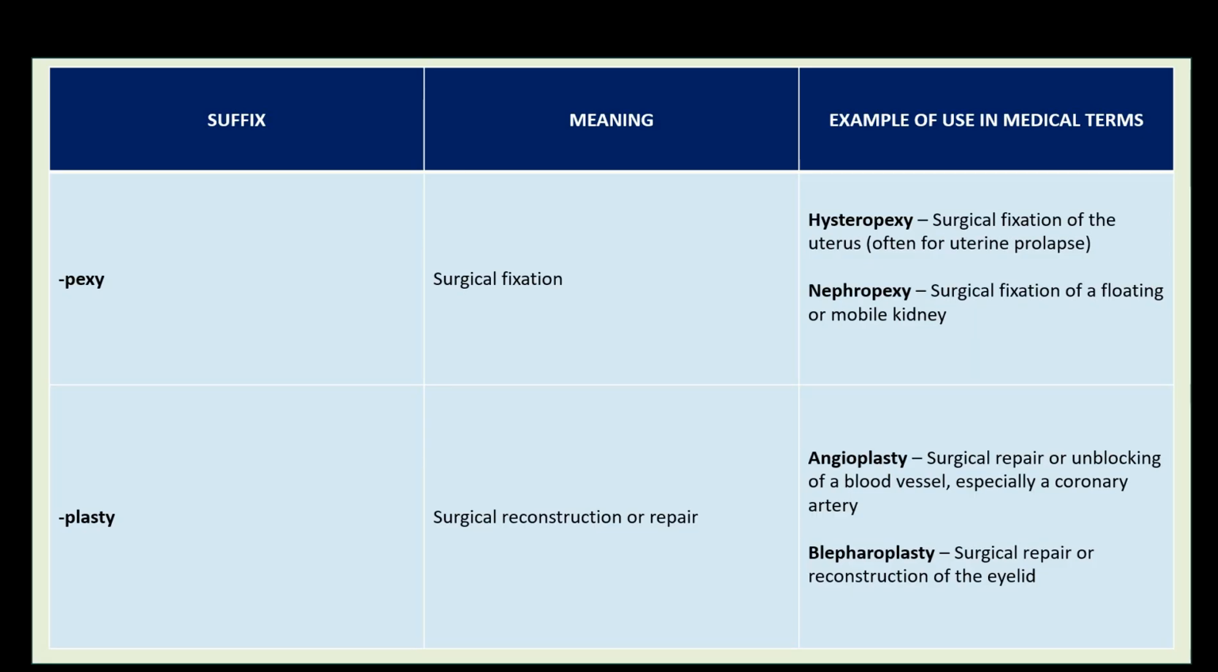Now the next thing is, for pexy we have another example, that is nephropexy. Nephropexy means surgical fixation of a floating or mobile kidney. Then we have plasty. Plasty means surgical reconstruction or repair. So if there is something related to surgical reconstruction or repair, then we will use the terminology plasty. For example, angioplasty: surgical repair or unblocking of a blood vessel, especially a coronary artery.